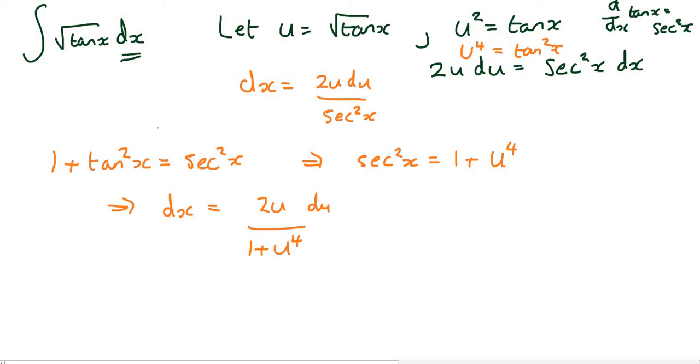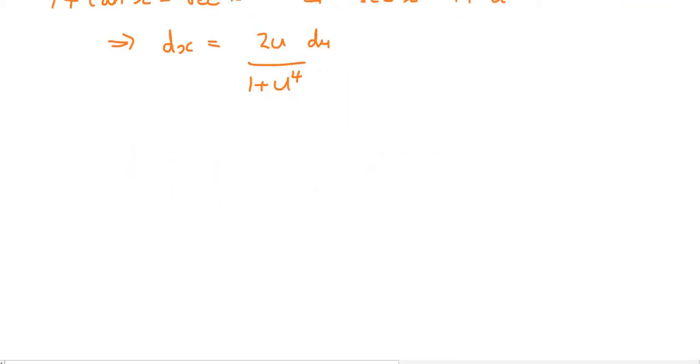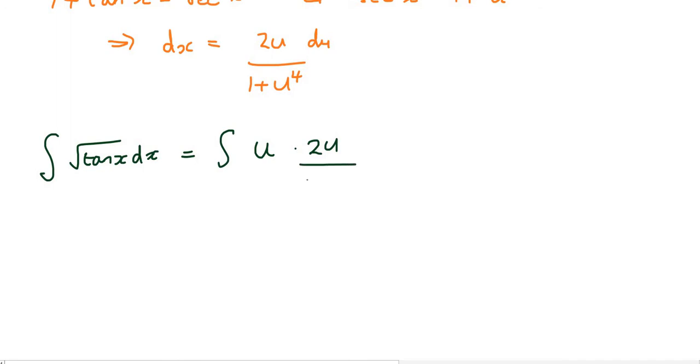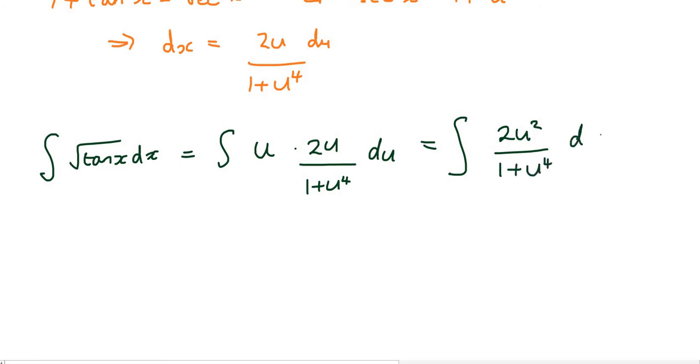Great, so now we can rewrite our original integral. The square root of tan x dx equals, well, the square root of tan x was just u, and dx is now 2u over 1 plus u to the 4 du. We can tidy this up a little bit. It's going to be 2u squared on the top and 1 plus u to the 4 on the bottom. Fantastic, so we're making good progress.